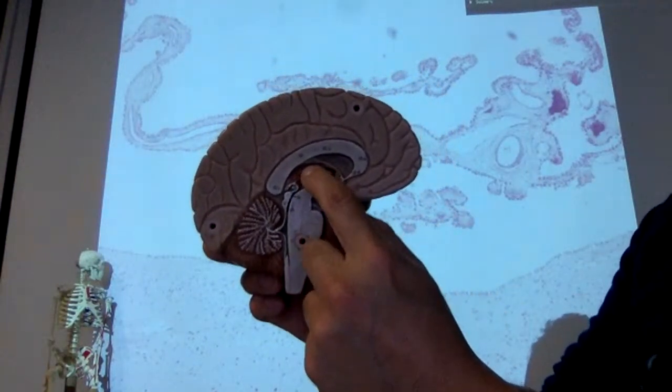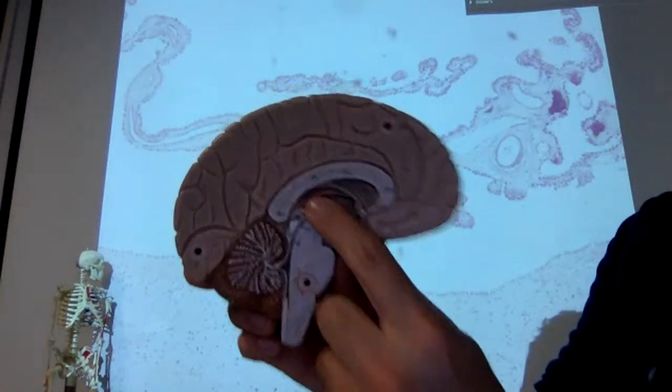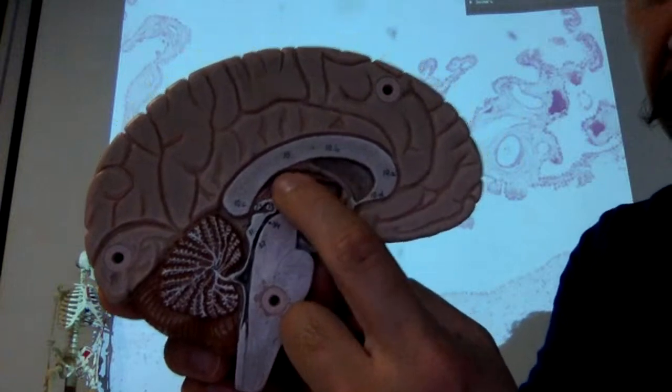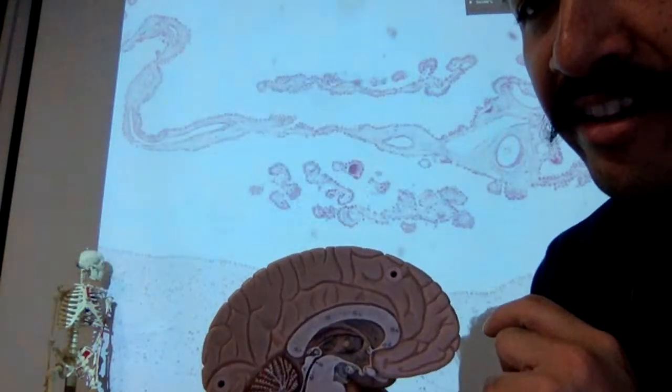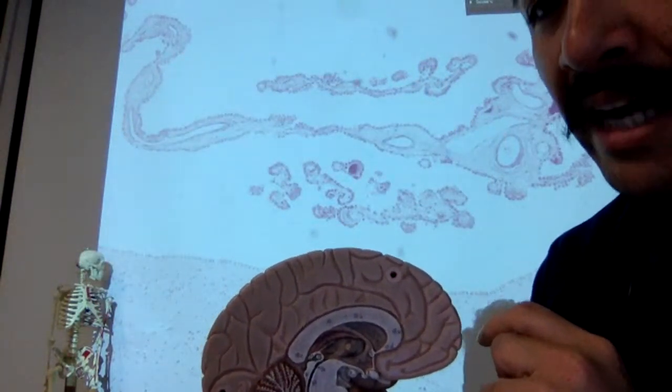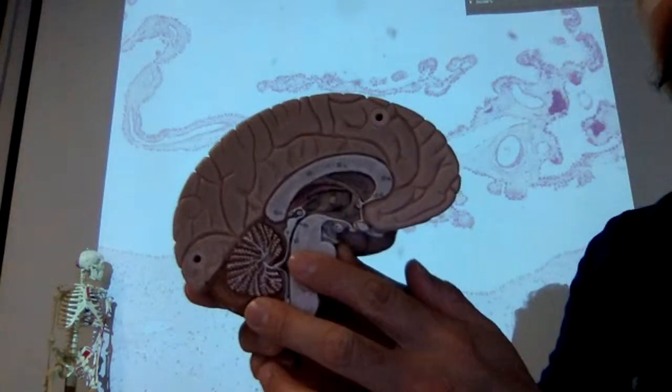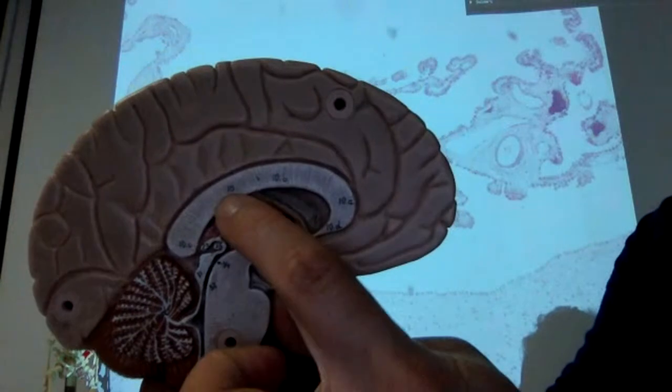So in this one particular part of the ventricles, labeled here in pink, Kelsey, satellite cells surround the body of dorsal root ganglion neurons. Yes, you're right. Kelsey, you're right.